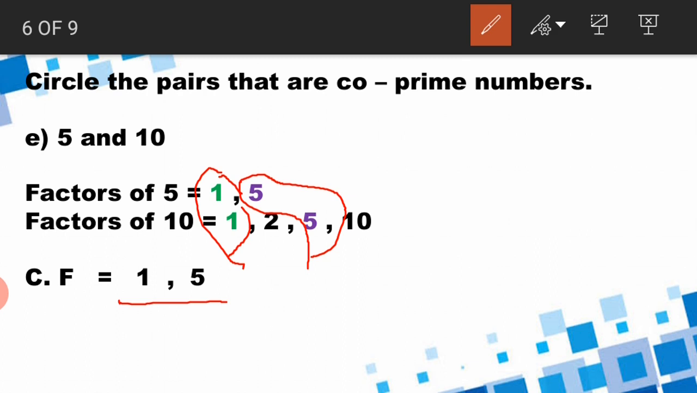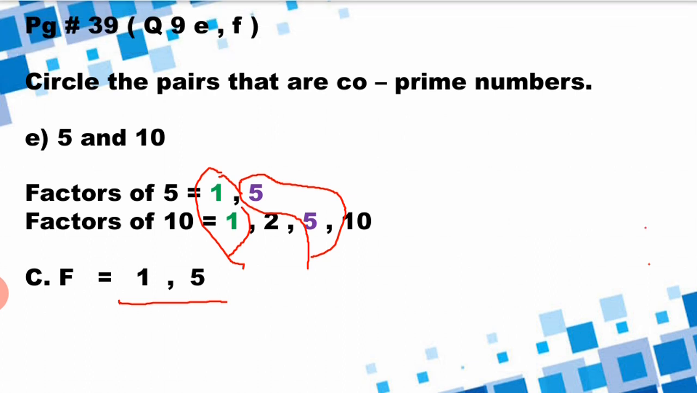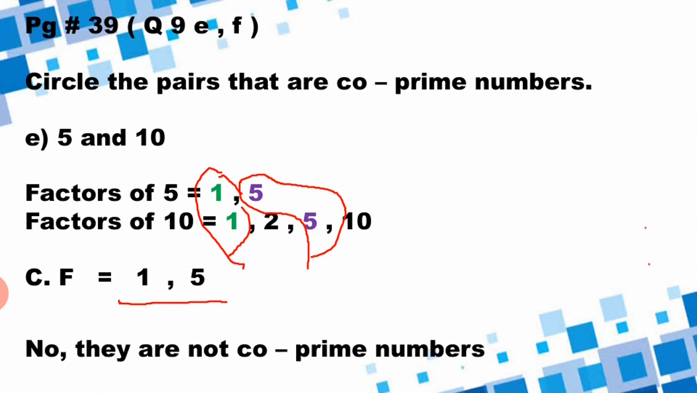So do you think the numbers 5 and 10 are co-prime numbers? No. They are not co-prime numbers. You have to solve part E by yourself, students. I hope you have understood the concept of HCF by the prime factorization method, by the division method. So do your work neatly with neat handwriting and with your proper date and day marked.